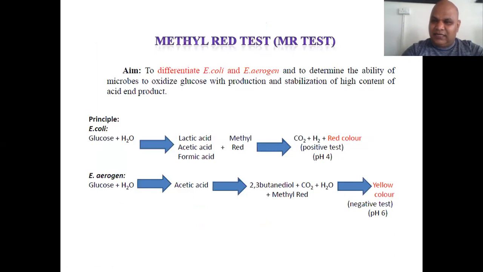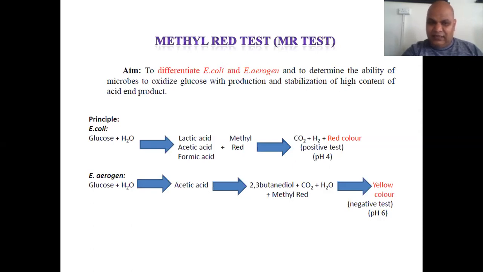The other test is the MR test, which is also known as the methyl red test, and this test is again to differentiate between the microorganisms and to find their ability in glucose production as well as in high acid content. Okay, so the two microorganisms we already have, that is E. coli and E. aerogenes. So these two particular microorganisms are being used for this MR test. So the process will be the same for each and every microorganism.